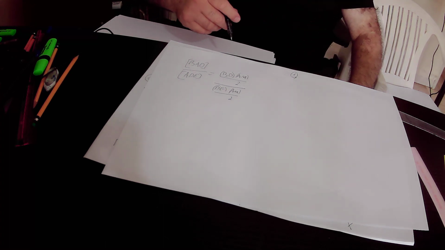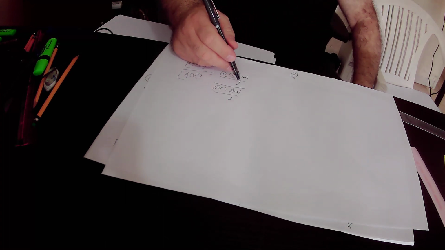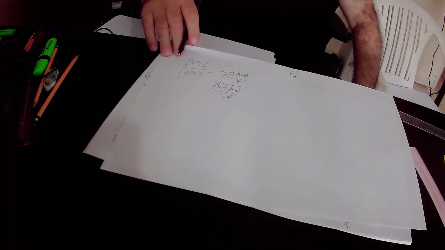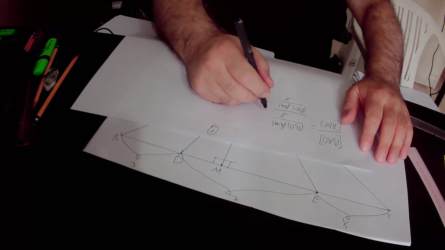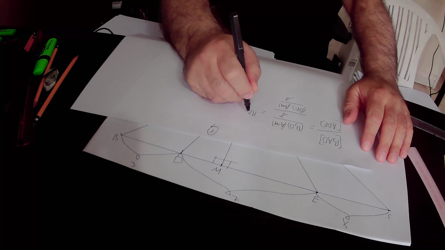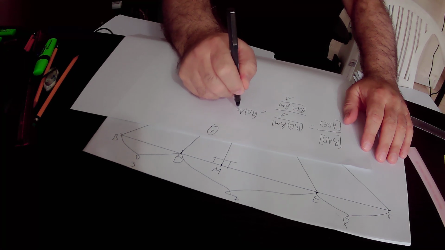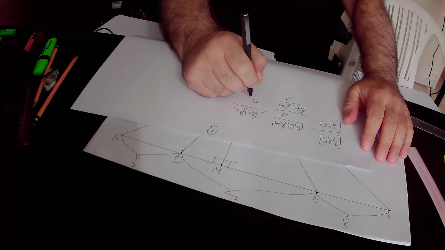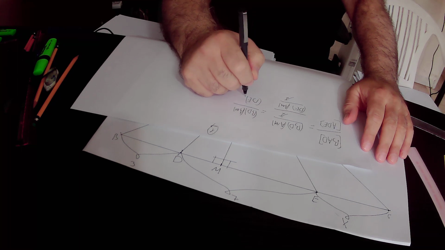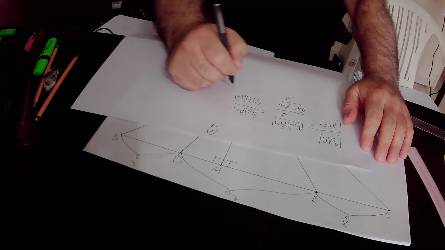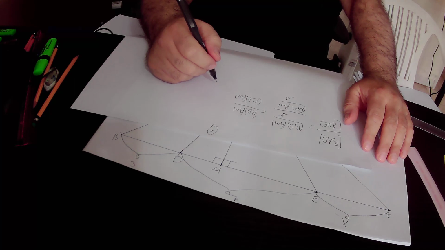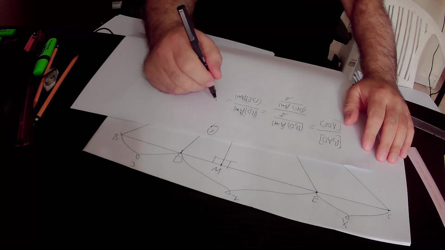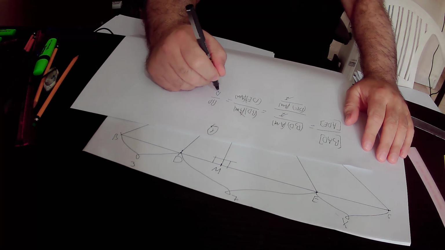Here we have 2 in the numerator and 2 in the denominator, so 2 will get cancelled. And what is left of this expression after we cancel 2? What is left is actually BD times AM over DE times AM. So here we have AM in the numerator and AM in the denominator, so AM will get cancelled, and we are left only with BD over DE.